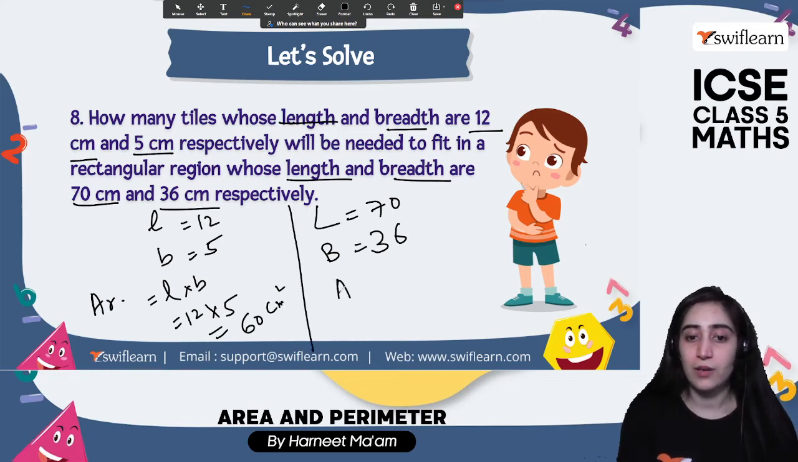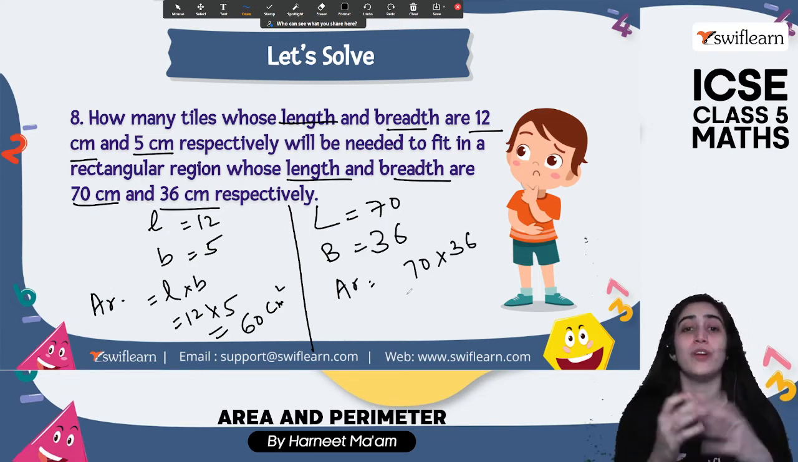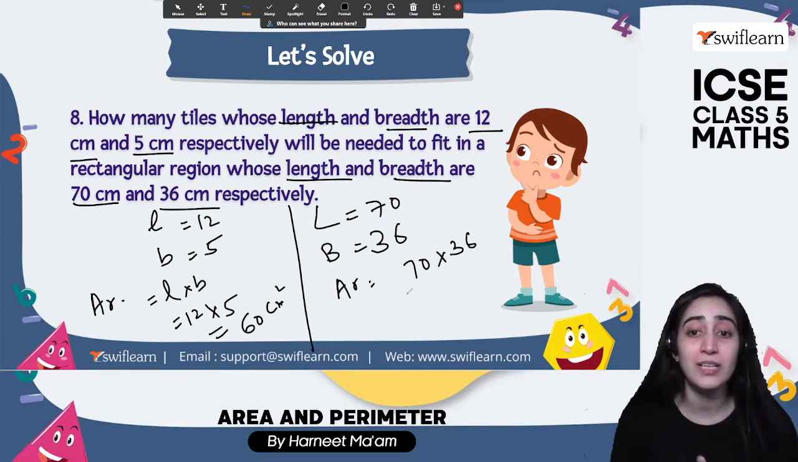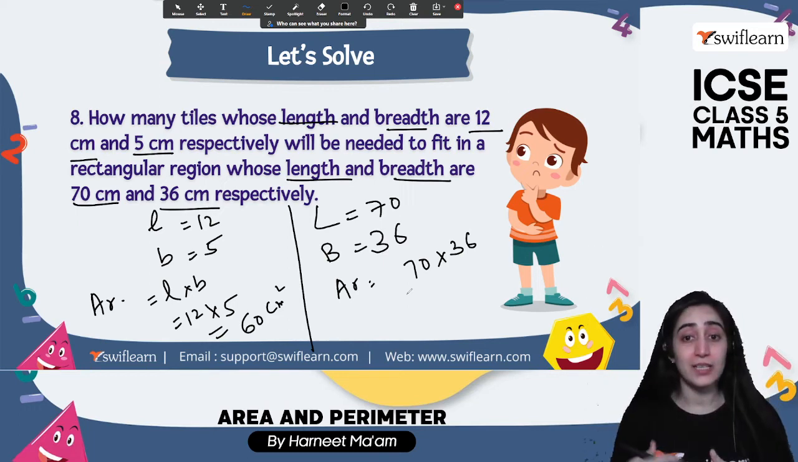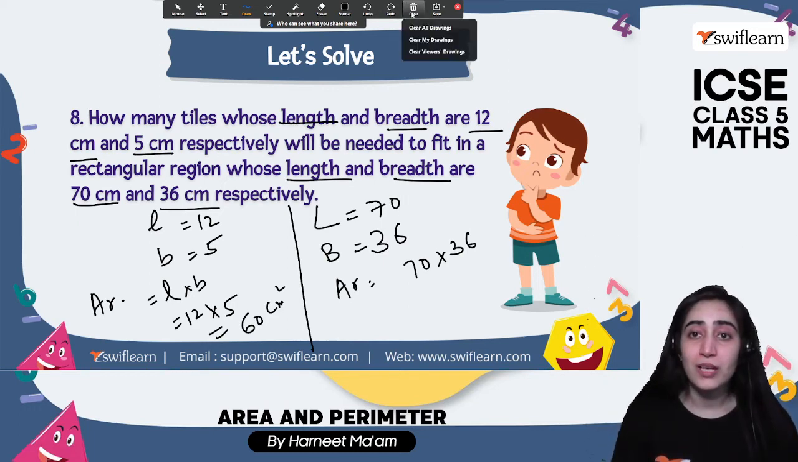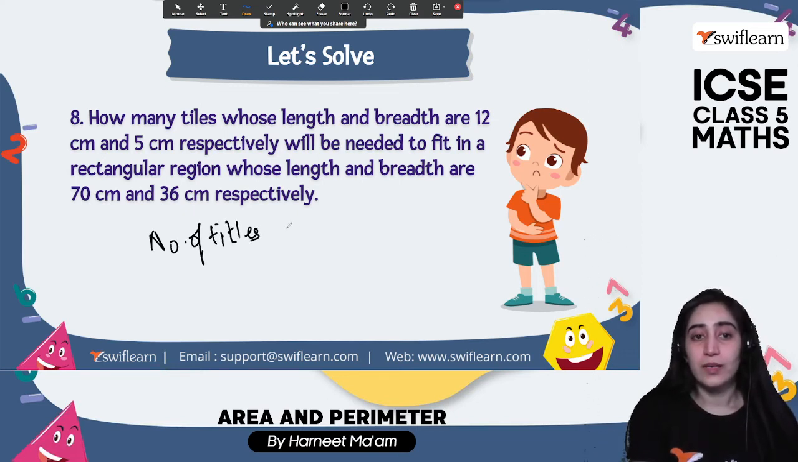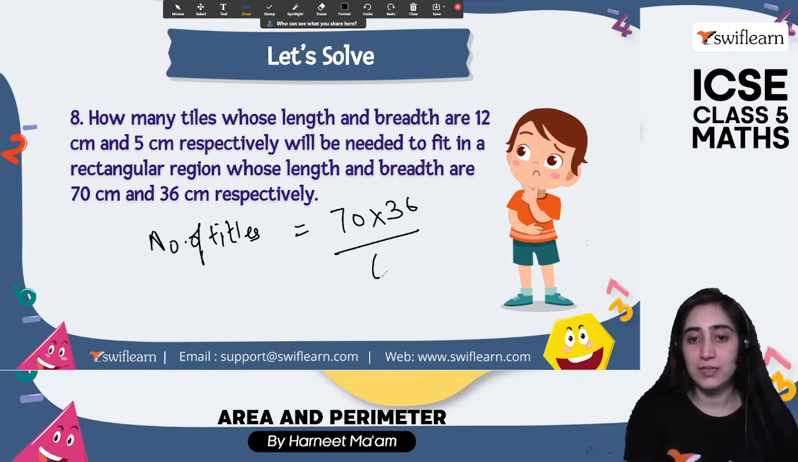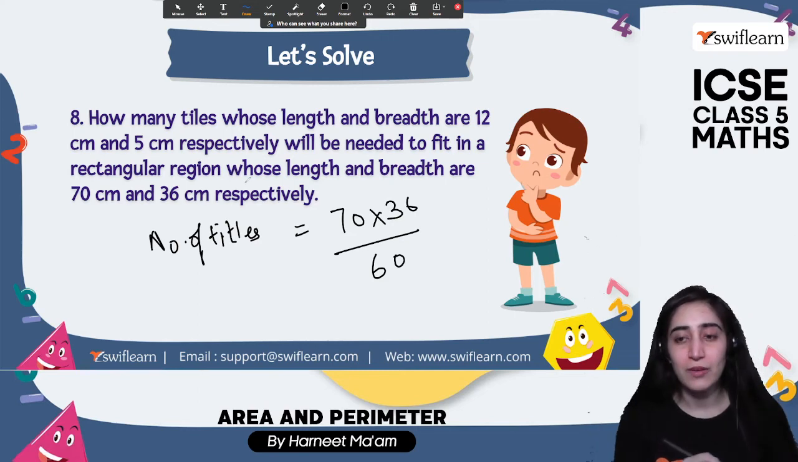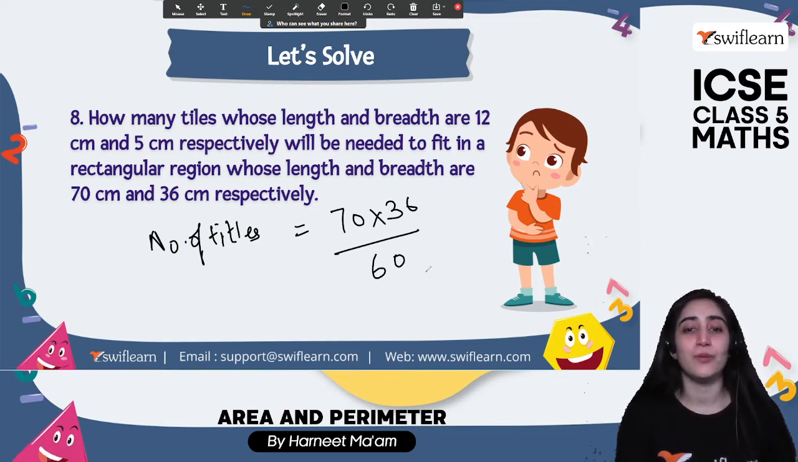Let's find out the area of the total region, that is 70 into 36. You can solve and get the answer. What you need to do then is divide. So to calculate the total number of tiles, the total number of tiles will be 70 into 36 upon 60, because it was 12 into 5 and the answer was 60. So now you can divide it and you will get the answer.